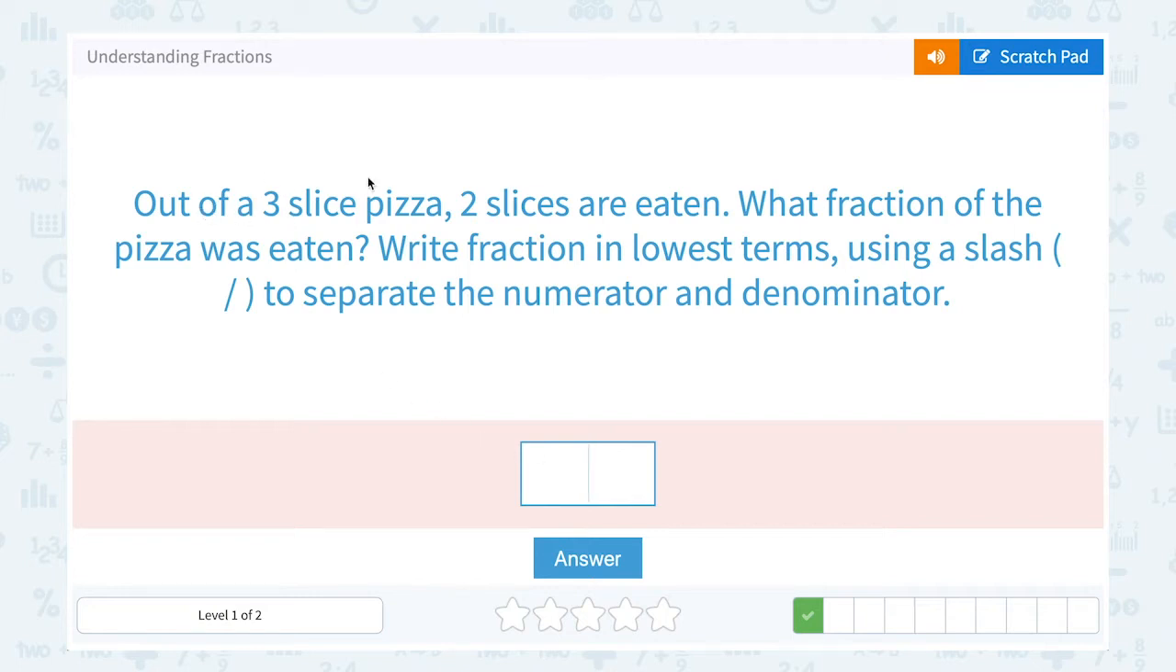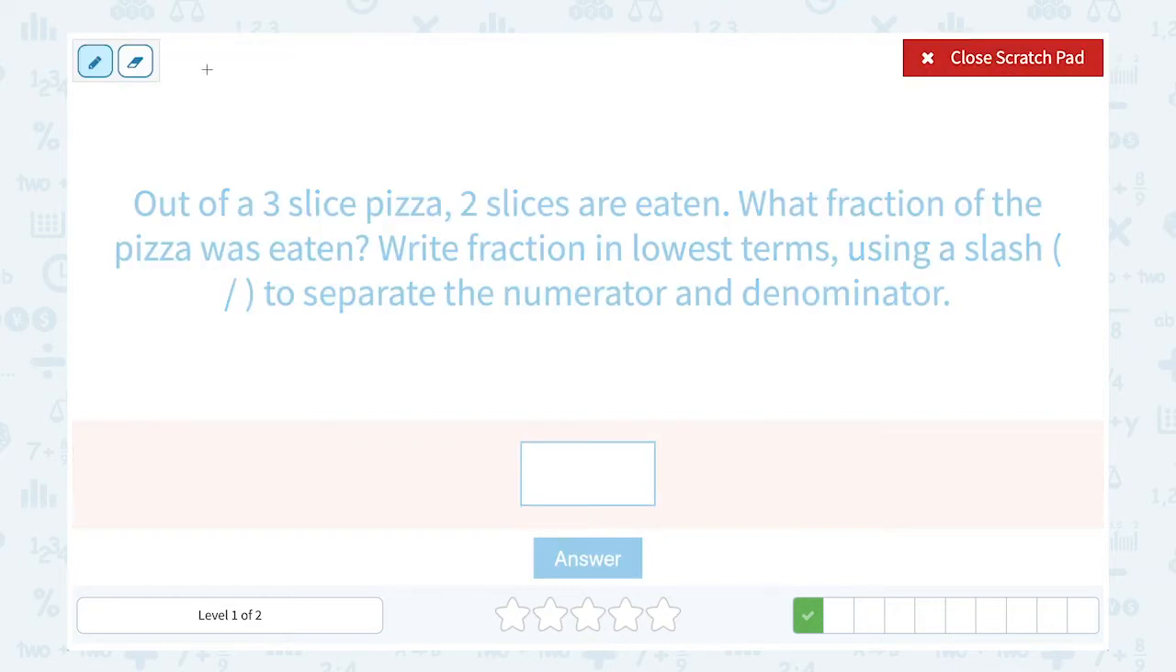Out of a 3-slice pizza, 2 slices are eaten. What fraction of the pizza was eaten? Okay, and we want to write our fraction in lowest terms. So just like before, we're thinking of our fraction as the part out of the whole thing.